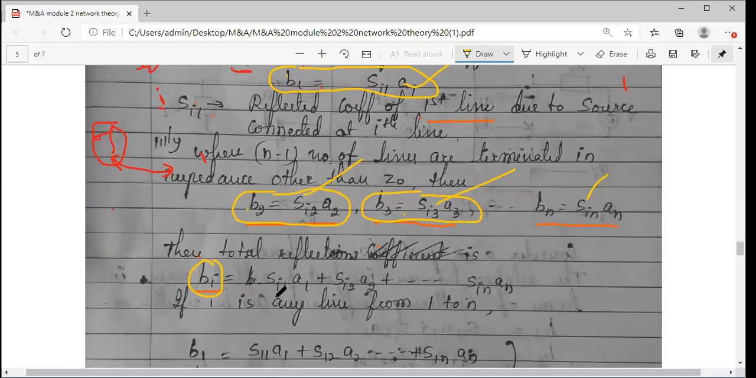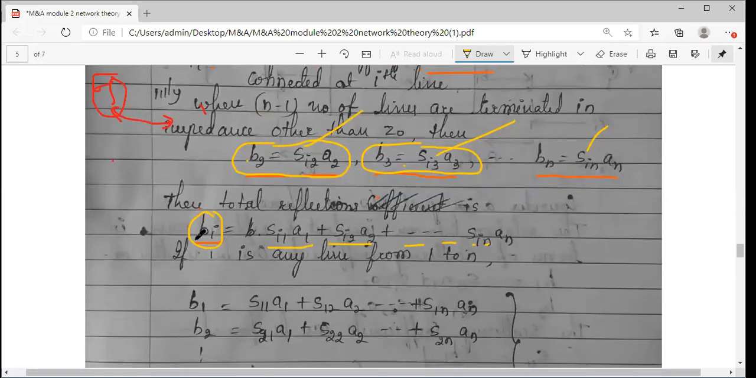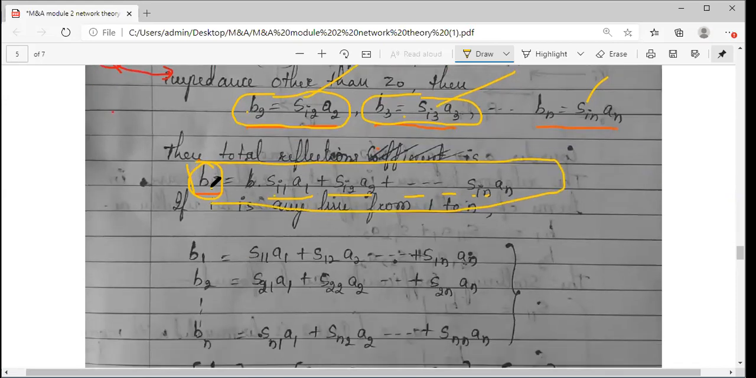So it is the sum, adding all these. What is Bi? Bi is equal to the sum of these. Go on substituting i values from 1 to n. If you substitute i equals 1, what will happen to this equation? B1 is equal to S11A1, S12A2, S13, S14 up to S1n An.